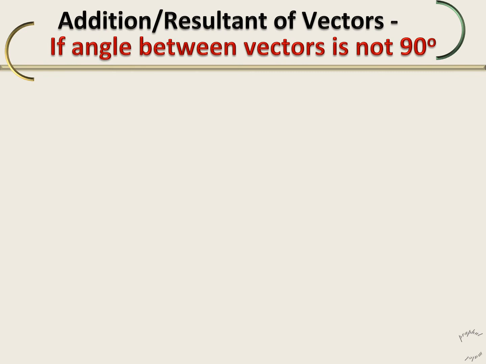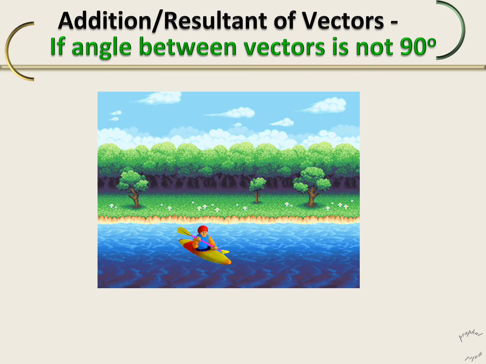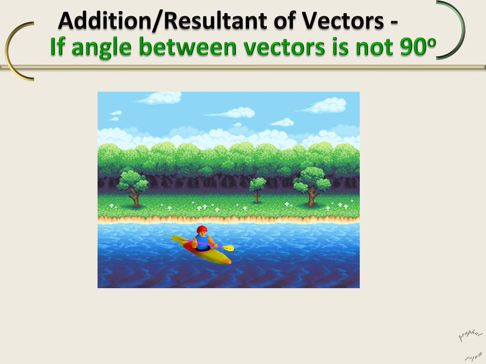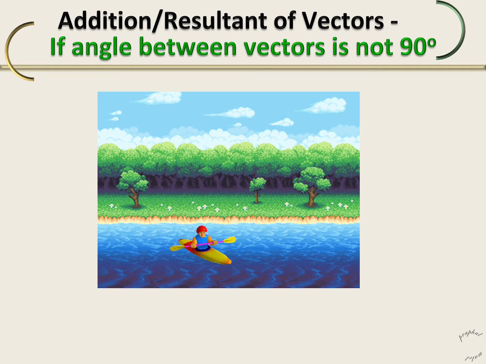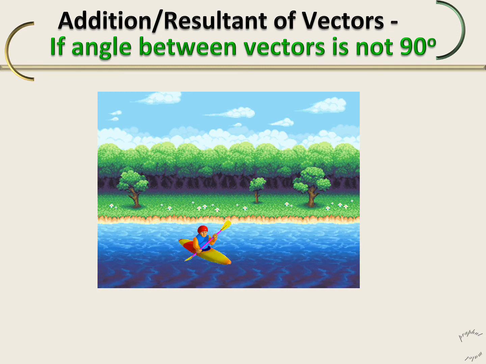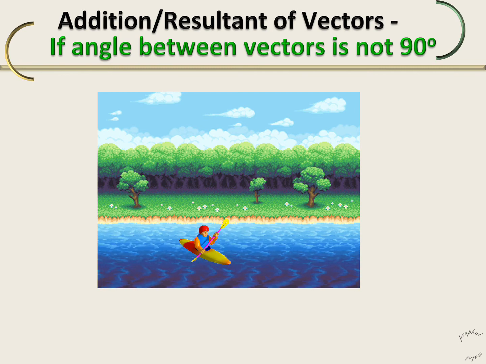We are going to see an example of how to find the resultant of two vectors if they are not exactly perpendicular to each other. Consider this example. A student is rowing a boat in a particular direction with a particular velocity, but the river is flowing with a current in another direction. So what will be his resultant velocity?